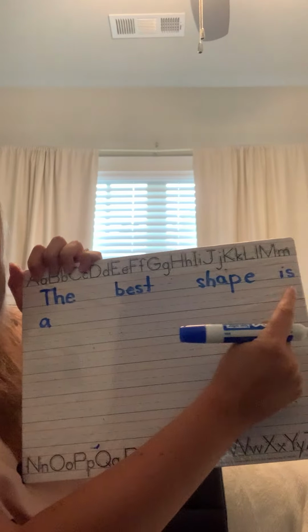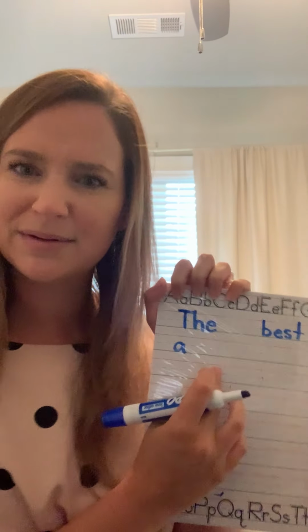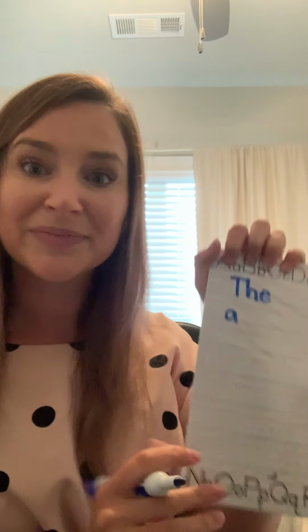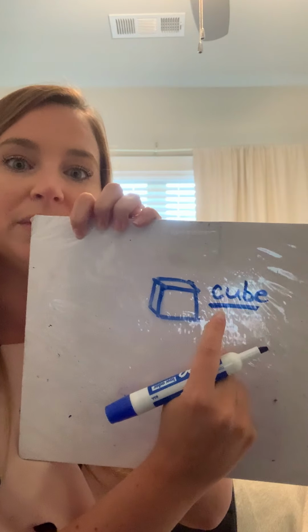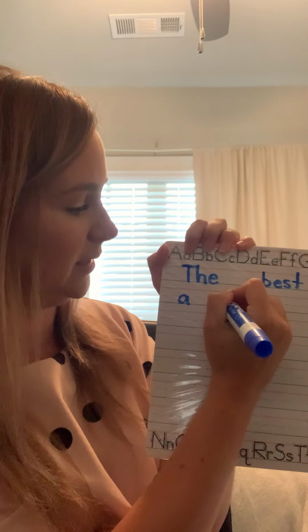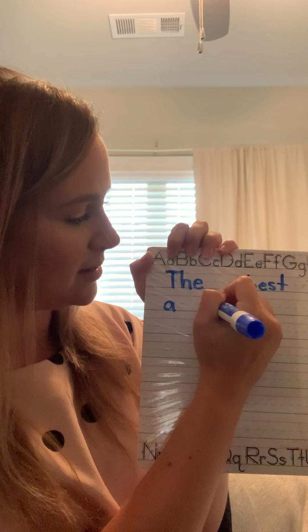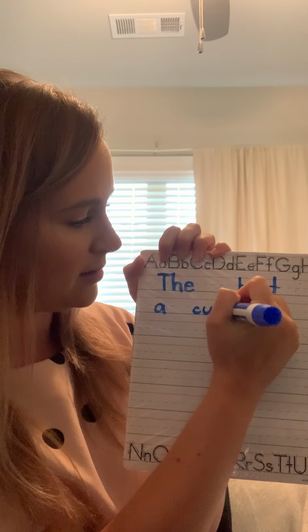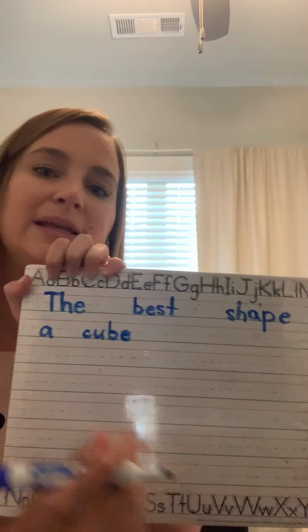The best shape is, what did I say was the best shape? What's my opinion? Oh yeah, a cube. Now we can stretch out cube again, or we can use the resource we just made in our label. How do I spell cube? Good, C-U-B-E. I'm gonna leave a space because it's a new word. C-U-B-E. Now, what do I need? I'm gonna go back and read it.